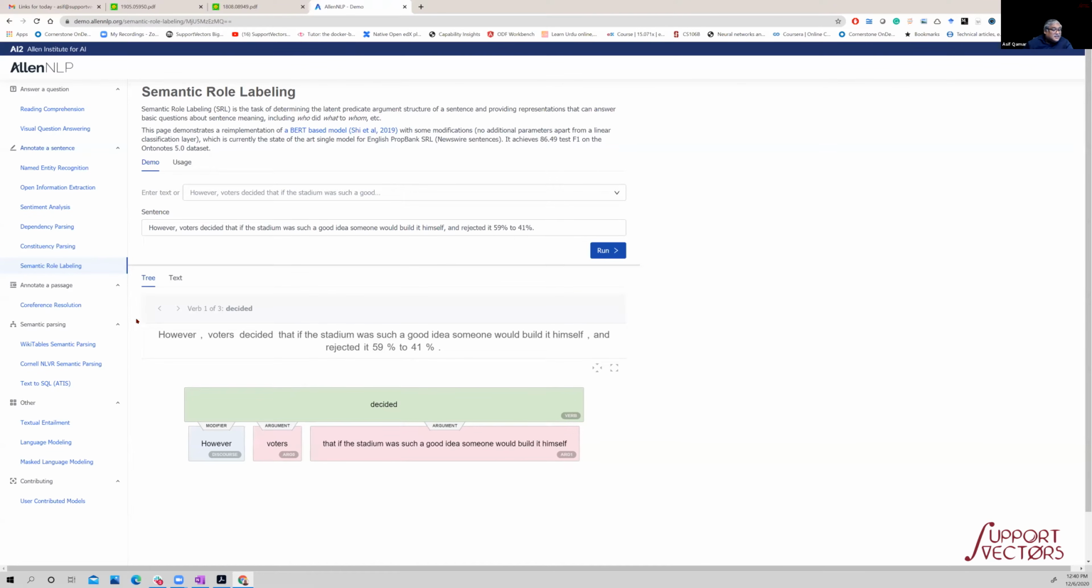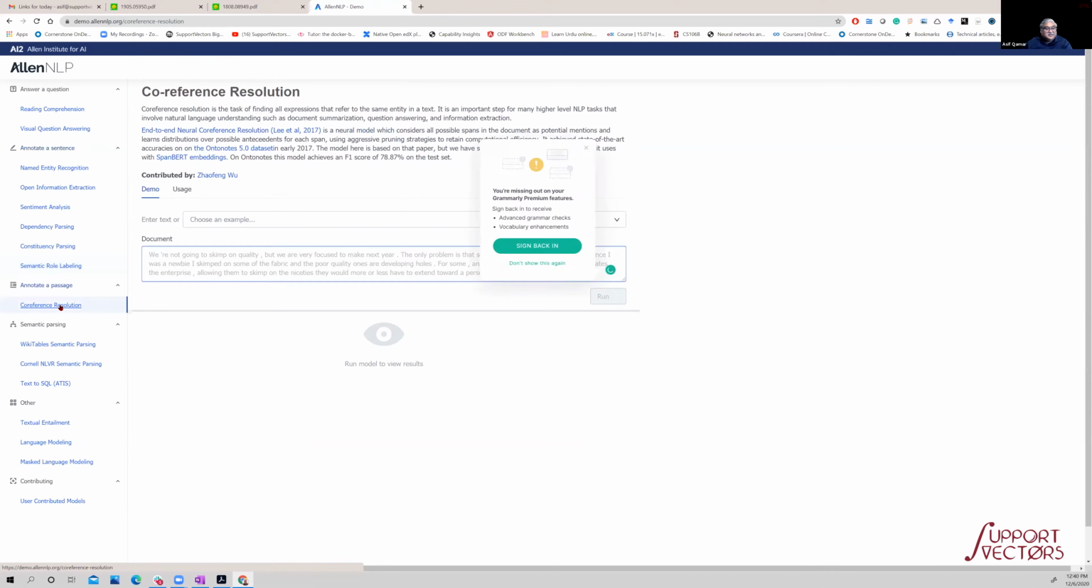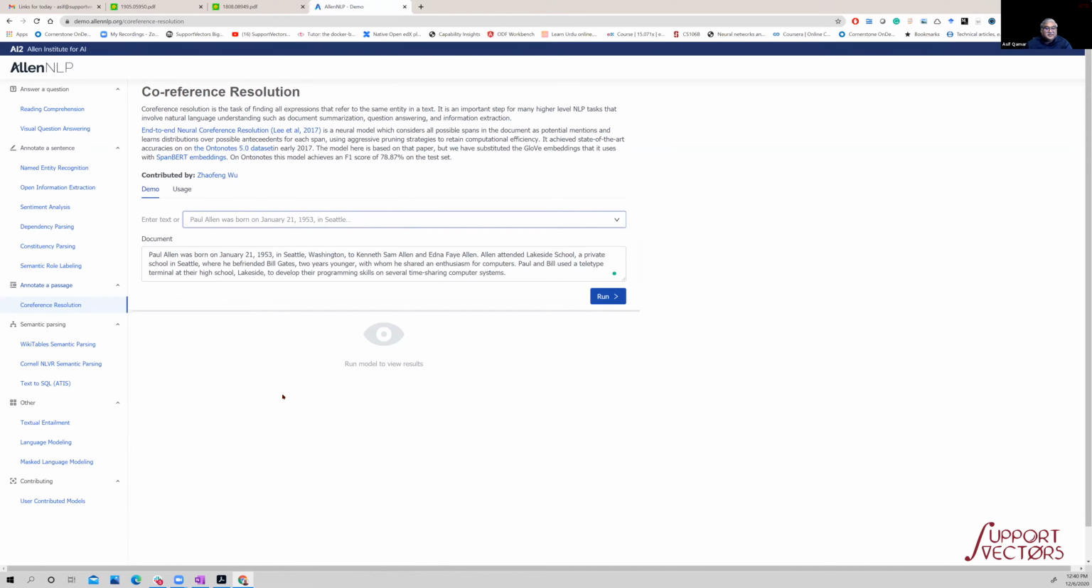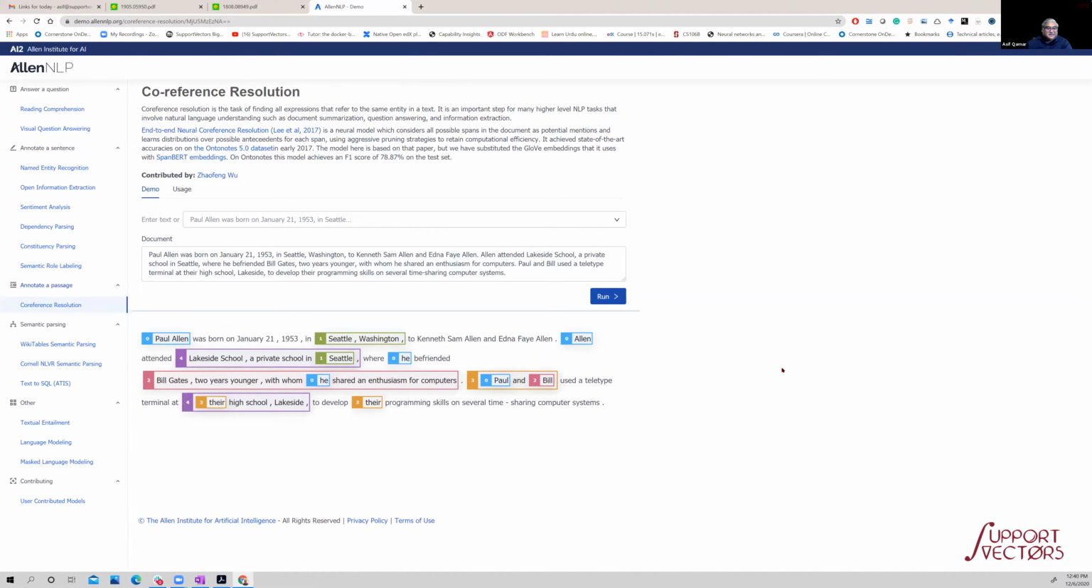Then there is the one last thing that this paper uses or talks about, and I'll bring it here. It is coreference resolution. Okay, let's take an example. Paul Allen was born, born on this date, attended this school, a private school. And let me just give the sentence. So now see what it has done. It has created these coreferences, the blue ones. Do you see? It has figured out that all the blues are Paul Allen's.